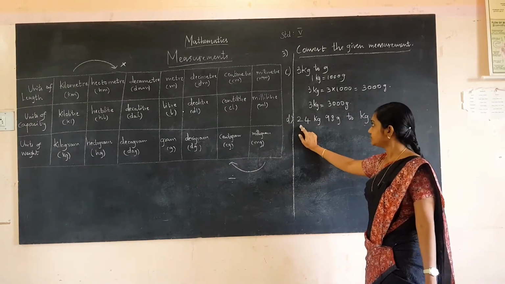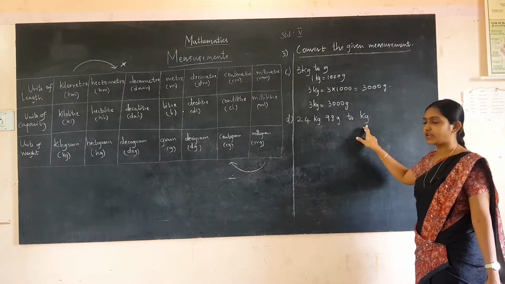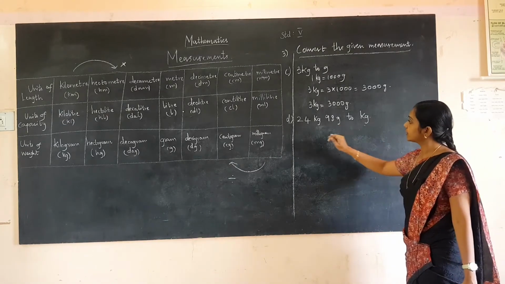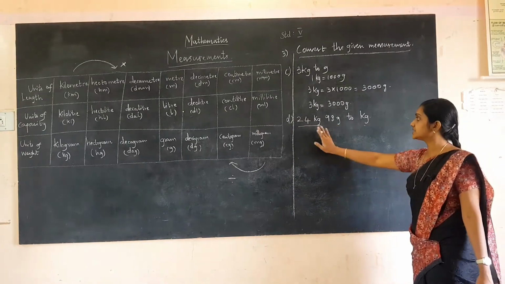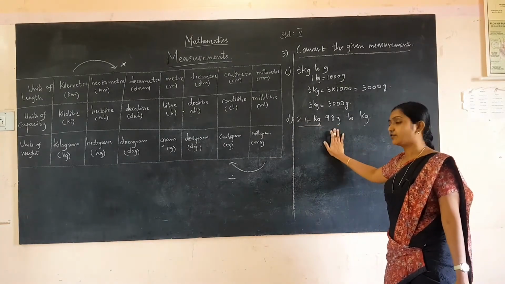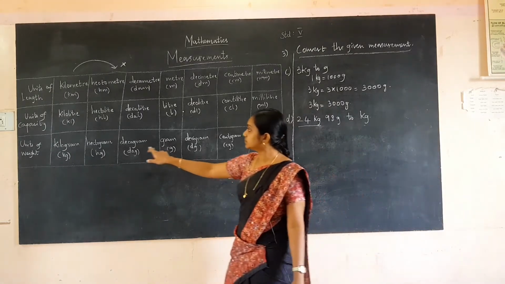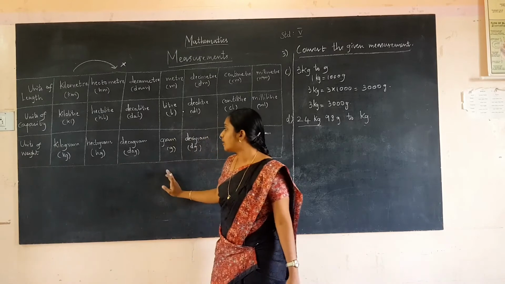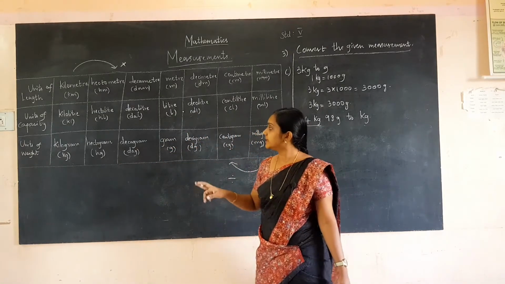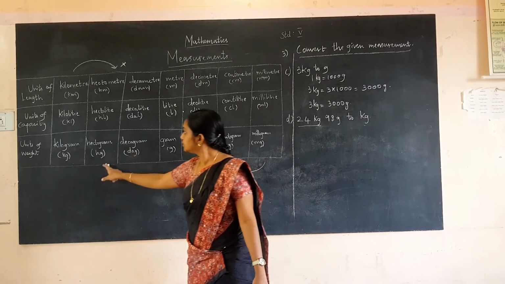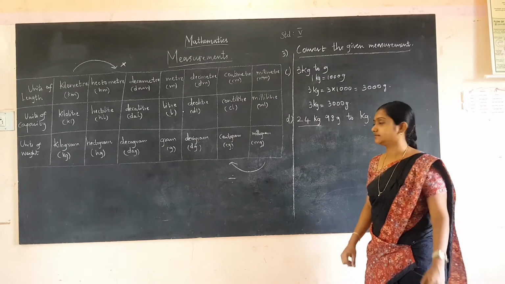Next, 24 kg, 98 gram to kilogram. We have to convert this into kilogram. Already we are having a unit with kilogram. So let us keep that as it is. And now we are going to convert gram to kilogram. Gram to kilogram, from smaller unit to larger unit. So we have to divide. How many places? 1, 2 and 3. So we have to divide it by 1000.